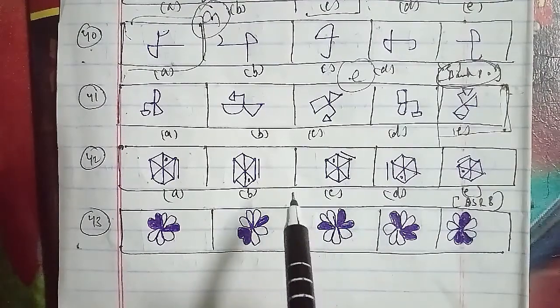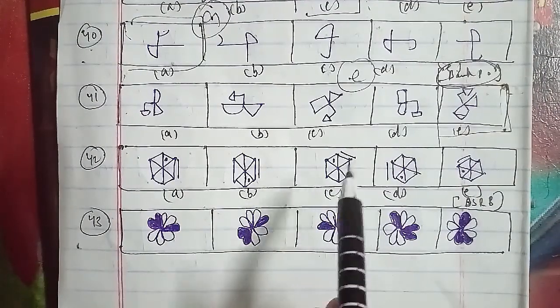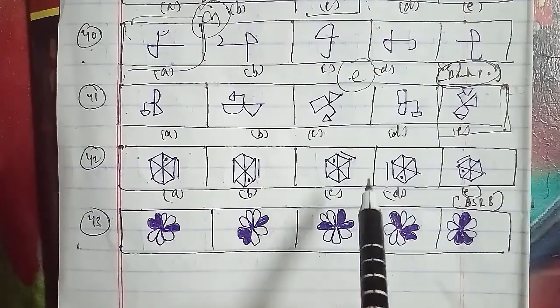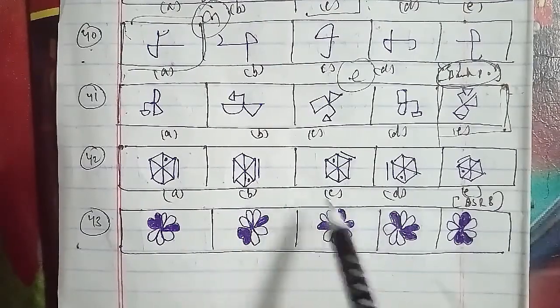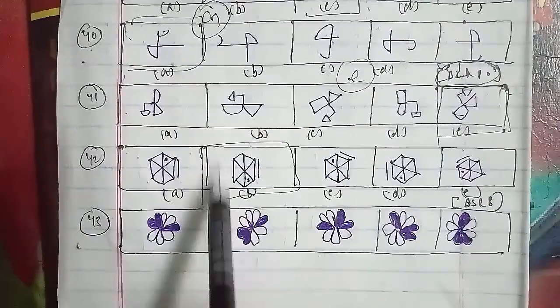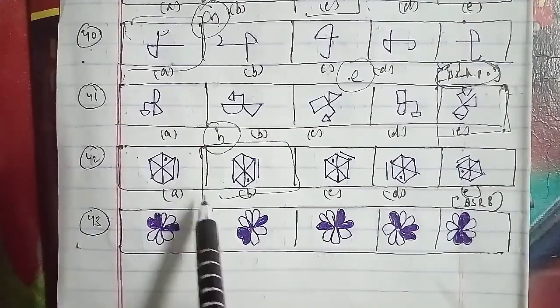The next we have is the 43rd question of the session, where we have A, B, C, D and E, which has been asked in the BSRB question paper. That is what we have to talk about.